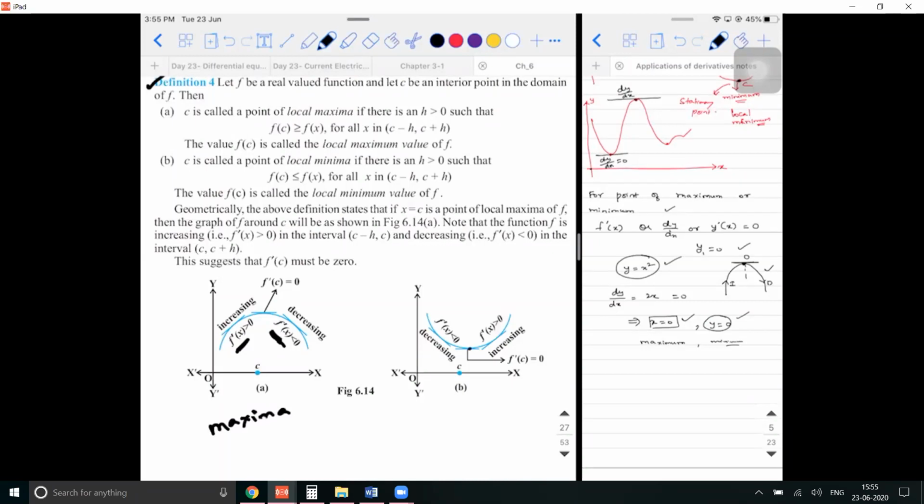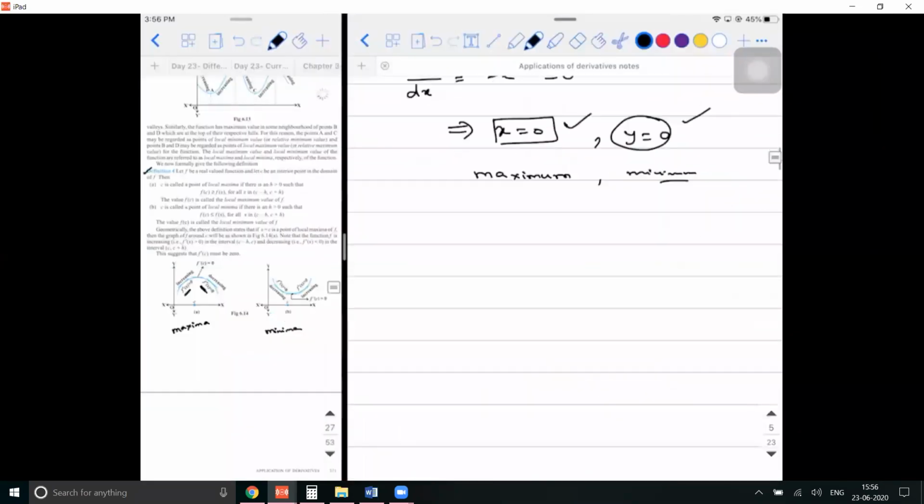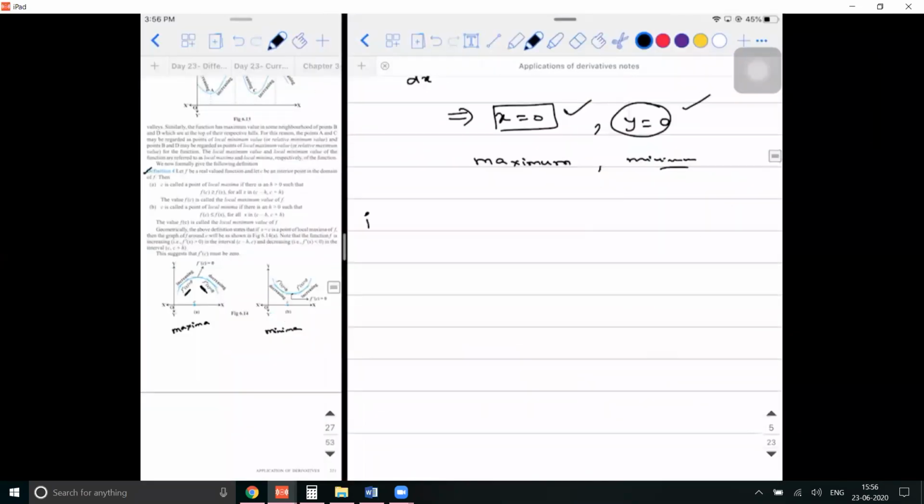Similarly, if f dash of C on the left side is less than 0, and on the right hand side it is greater than 0, then it will become the point of minimum. So how do I write the conditions? This is called the first derivative test. So what are the steps to be followed? Can we prepare an algorithm for this?